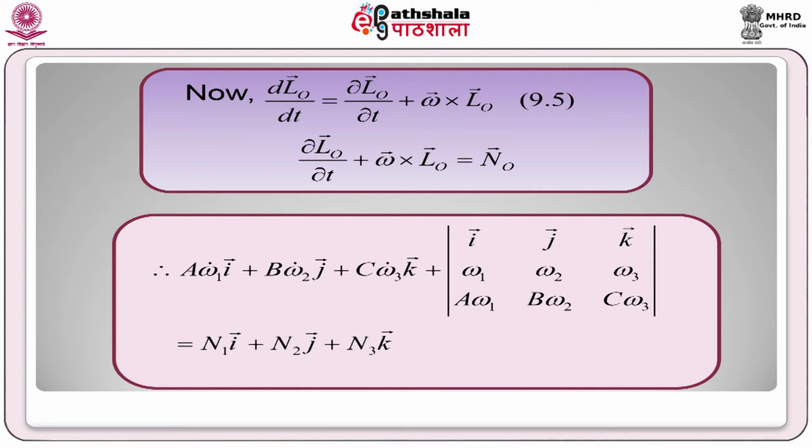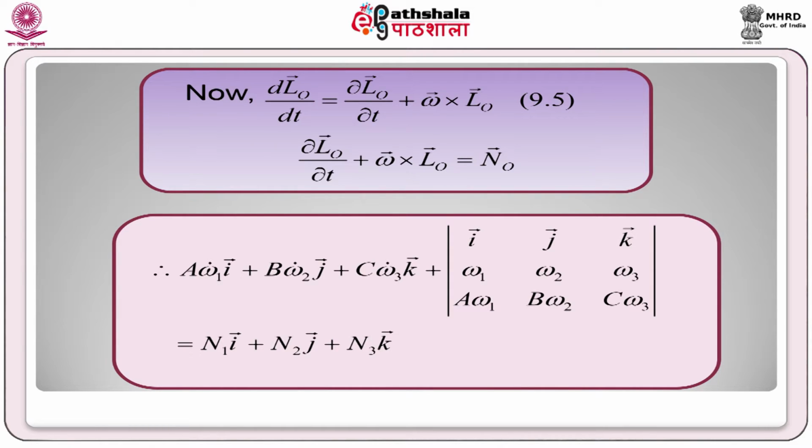We get these three terms from del del t operated on L_O vector, where L_O vector is the angular momentum vector. Omega 1 is the component of angular velocity along the x axis, omega 2 along the y axis, omega 3 along the z axis.